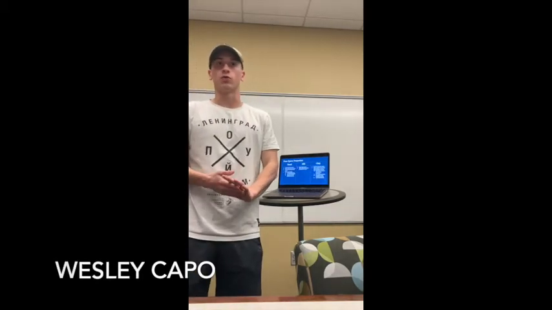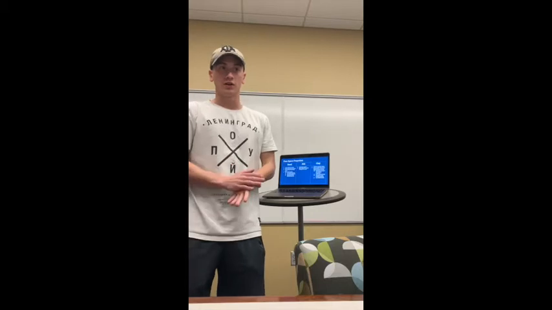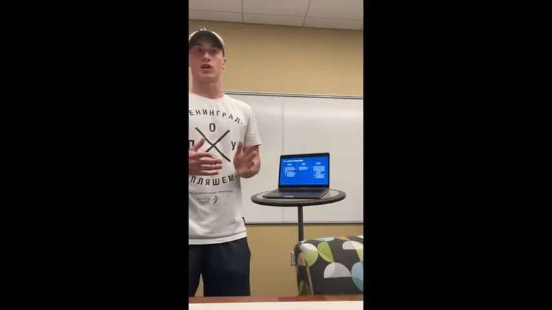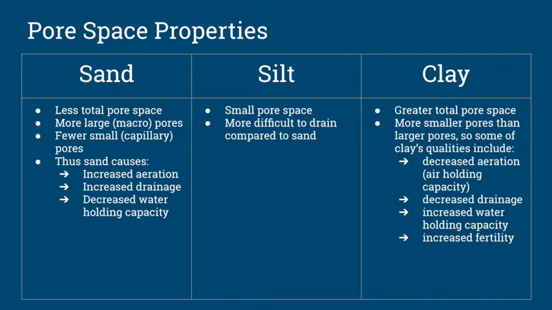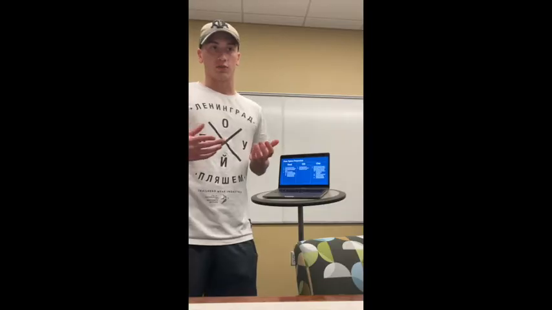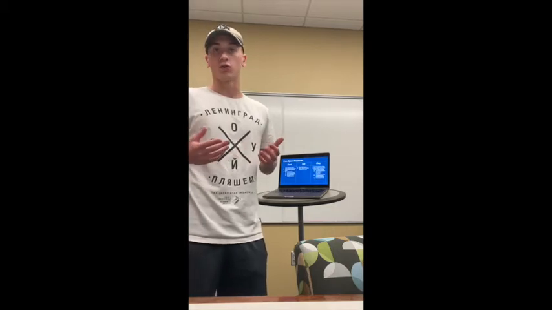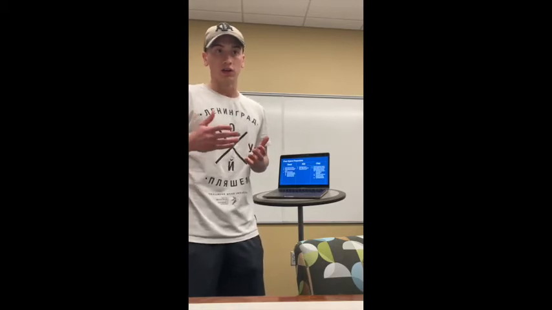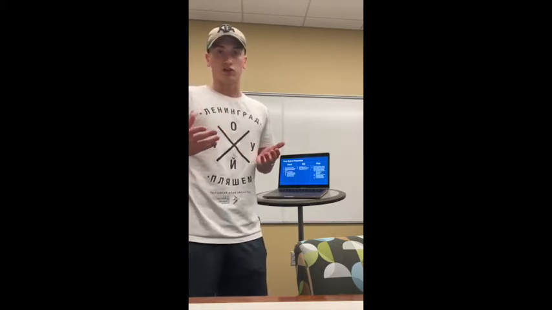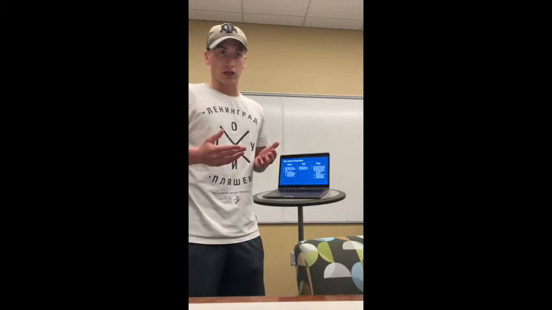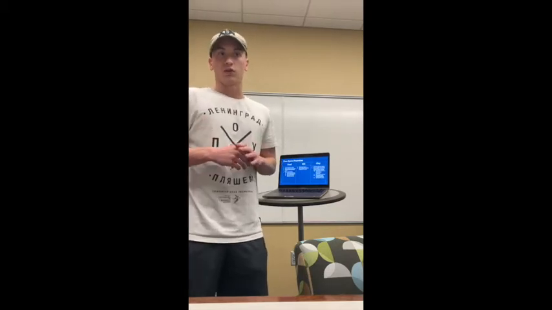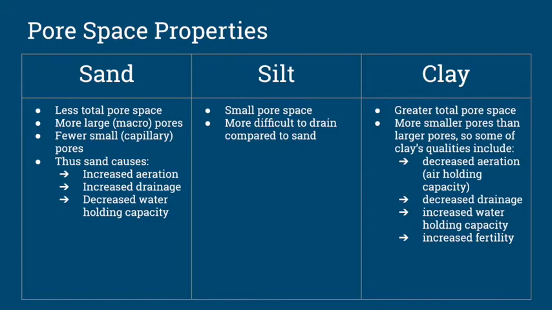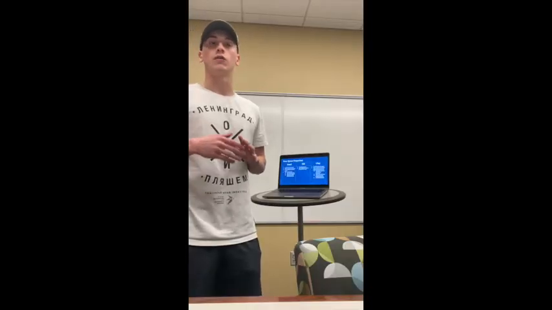I'm going to talk about the pore space properties between sand, silt, and clay. So first, let's talk about the sand pore space property. It has less total pore space. It's more large in macropores, and it has fewer smaller capillary pores. This causes increased aeration, increased drainage, and decreased water holding capacity. So for silt, the pore space properties, it has a small pore space, and it's more difficult to drain compared to sand.